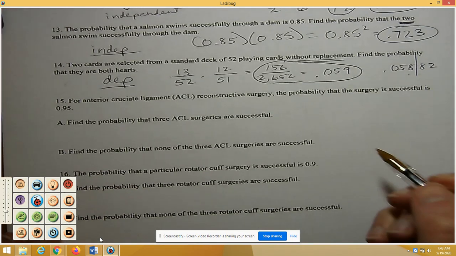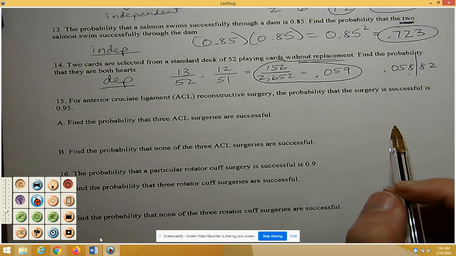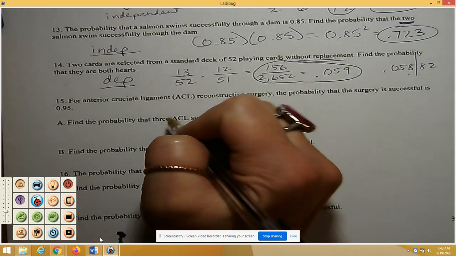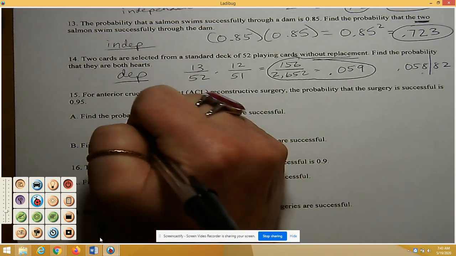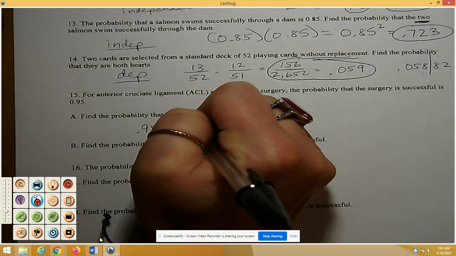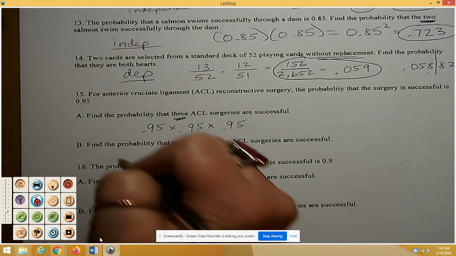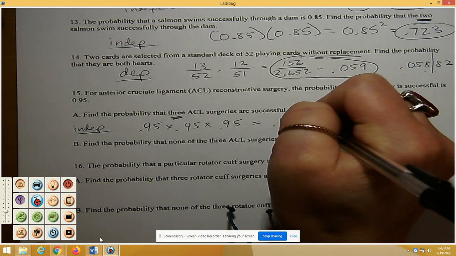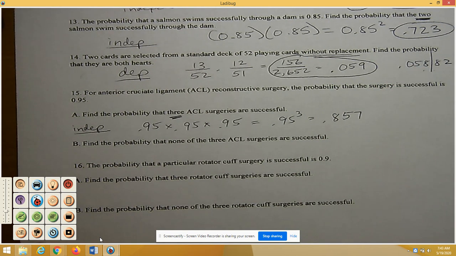Number 15. For anterior cruciate ligament, the ACL, reconstructive surgery, the probability that the surgery is successful is 0.95. Find the probability that 3 ACL surgeries are successful. Well, the first one would be 0.95, second one would be 0.95, next one would be 0.95. So these are all going to be independent. Okay, so you're just going to do 0.95 to the third power, which is 0.857.